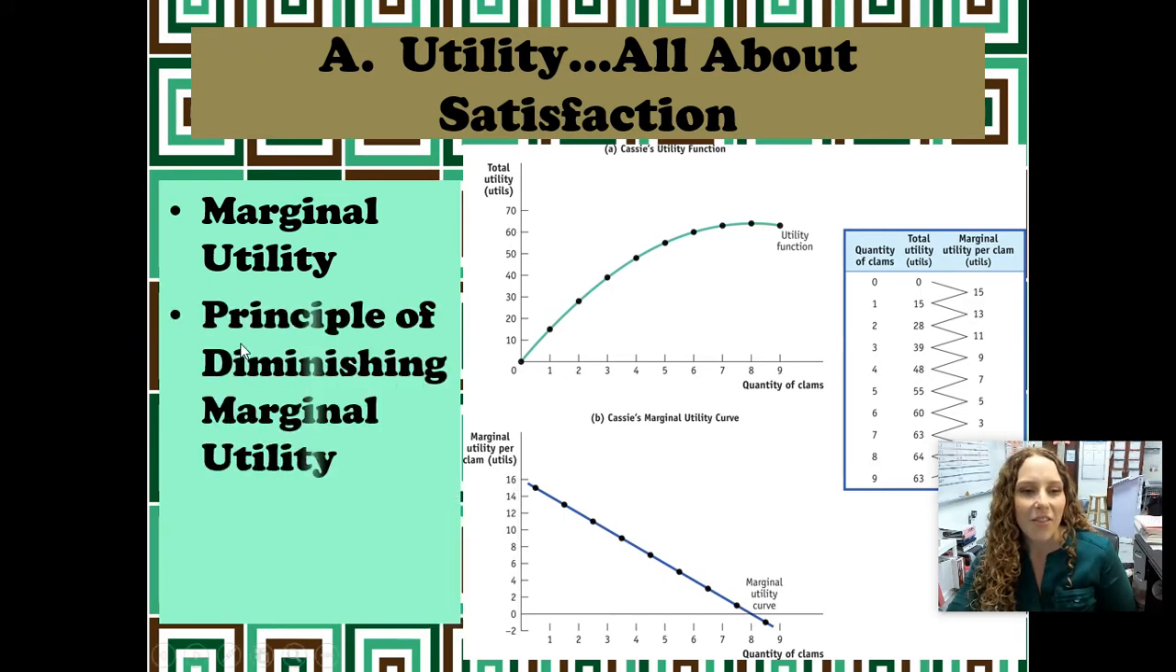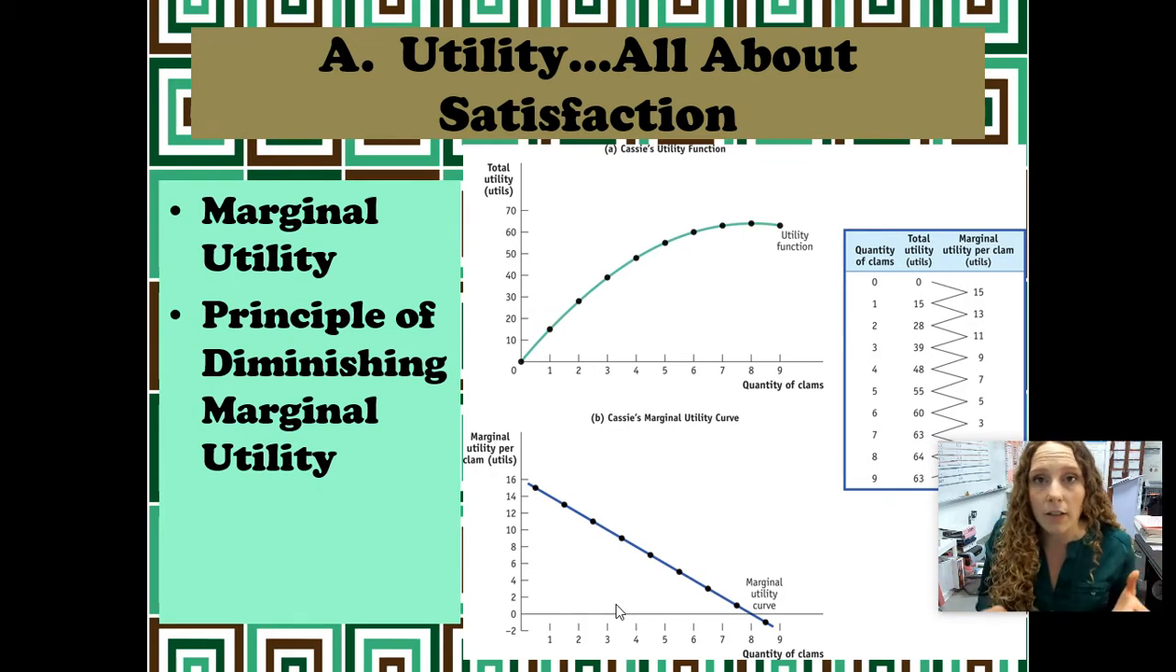Okay, so that brings us to a very, very important concept, the principle of diminishing marginal utility, or sometimes this is called the law of diminishing marginal utility. And that is simply that the additional satisfaction, or the additional utility, that a consumer gets from consuming one more of a particular good declines as we consume more, okay? In other words, marginal utility falls the more you have. And again, that should make perfect sense.